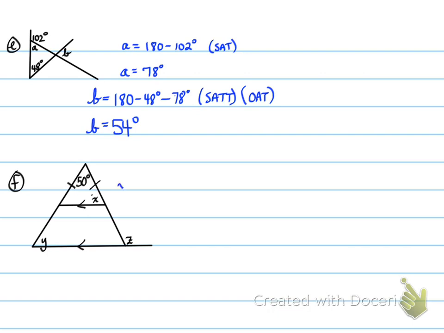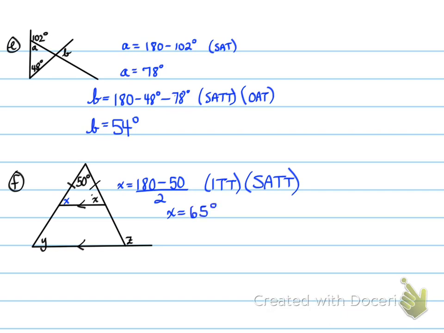Given these values, determine X, Y, and Z. So to determine X, Y, and Z, we need to use the parallel line theorem and another theorem called ITT for this part of this triangle. So to determine the value of X, we will use ITT and SATT to solve for X. So X is equal to 180 minus 50, all divided by 2 because we're using the isosceles triangle theorem, and SATT to determine the value. We figure out that X has to be 65 degrees.